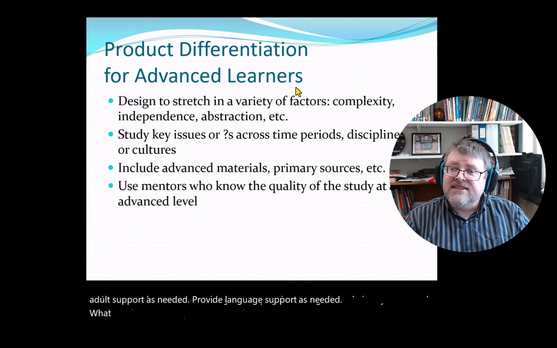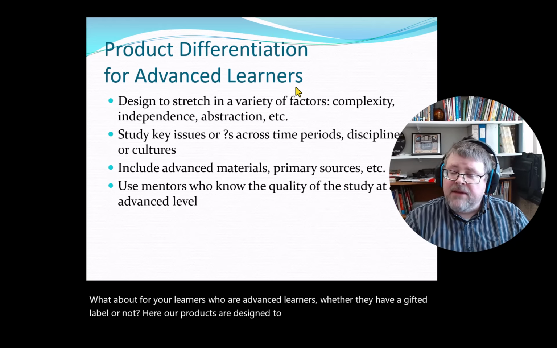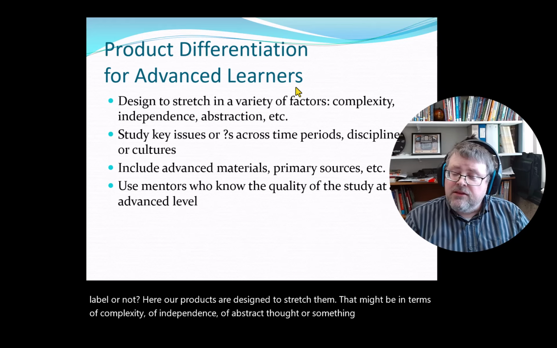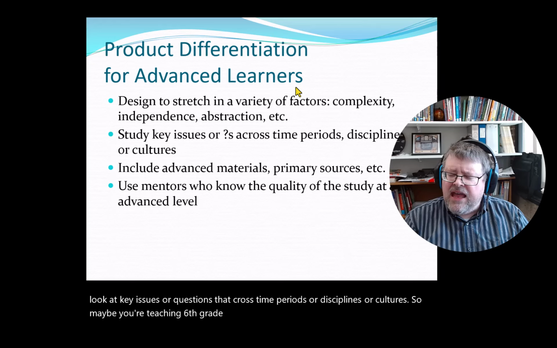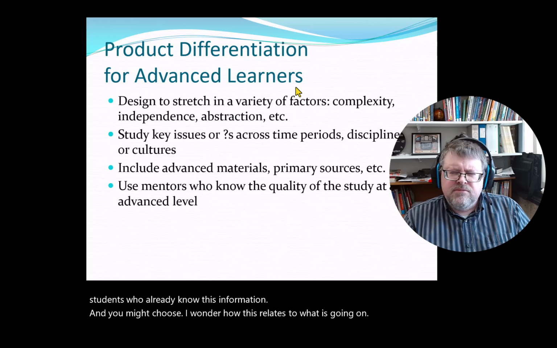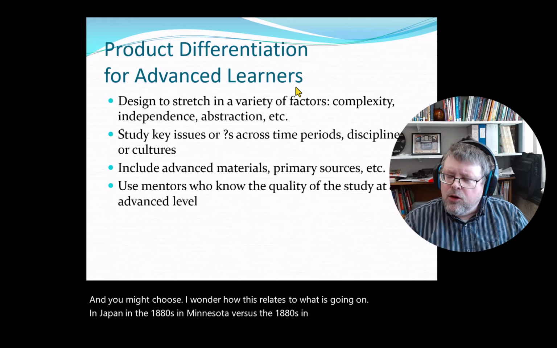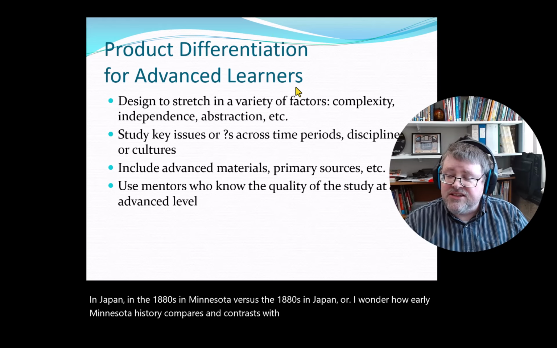What about for your learners who are advanced learners, whether they have a gifted label or not? Here, our products are designed to stretch them. That might be in terms of complexity, of independence, of abstract thought, or something else. You might look at key issues or questions that cross time periods or disciplines or cultures. So maybe you're teaching sixth grade Minnesota studies and you realize that you have students who already know this information. And you might choose, well, I wonder how this relates to what is going on in Japan in the 1880s, in Minnesota versus the 1880s in Japan. Or I wonder how early Minnesota history compares and contrasts with early, pick another state history.